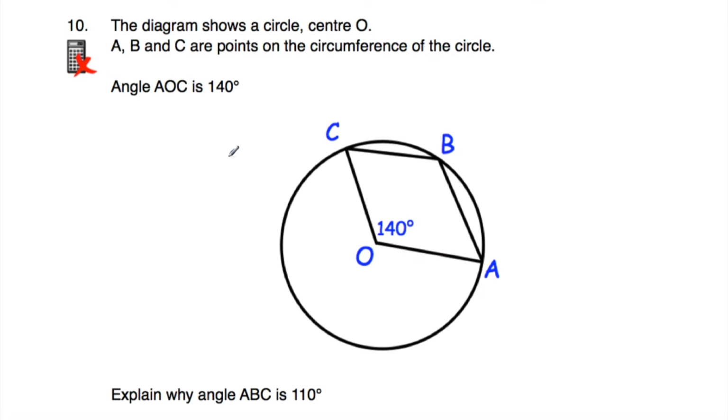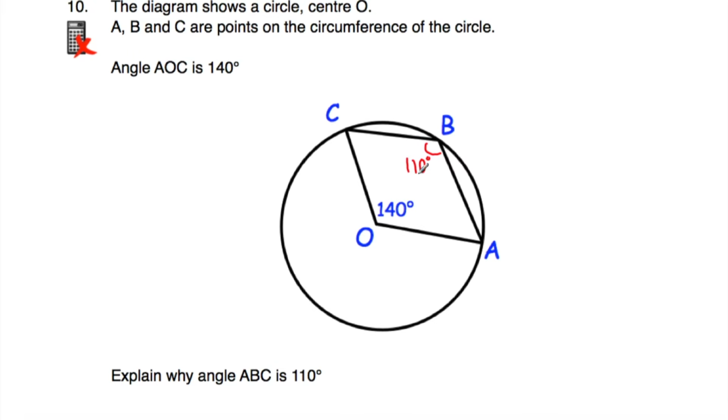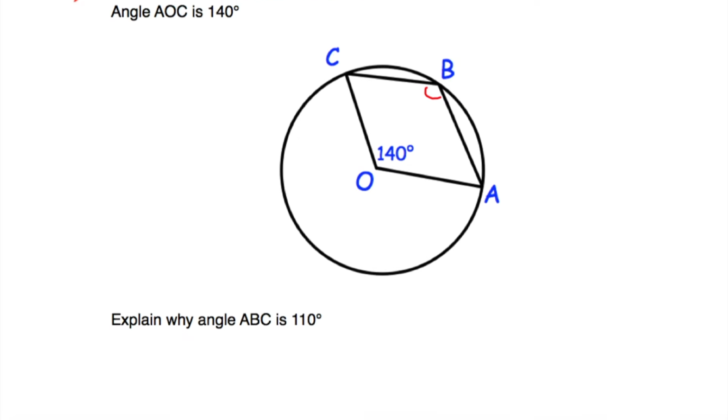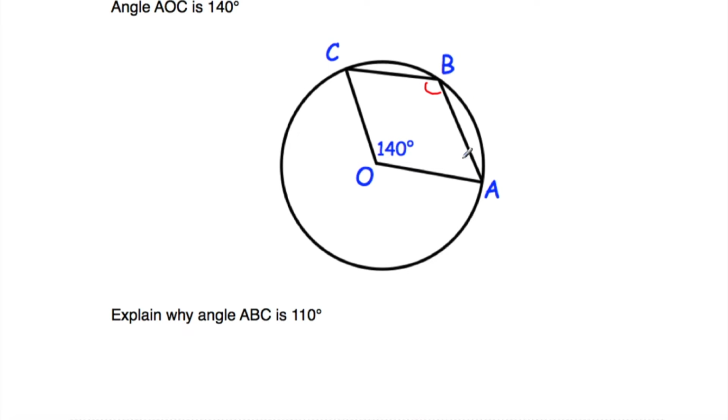Okay, so question number 10 says, the diagram shows a circle with center O. So this is the center of a circle, and we're told that points A, B, C are points on the circumference of the circle. And we're told the angle AOC, that angle is 140 degrees. So we want to show the size of this angle is 110 degrees. So I'm just going to get rid of it for the minute, and let's find the size of this angle here. So we know that the angle AOC is 140 degrees.